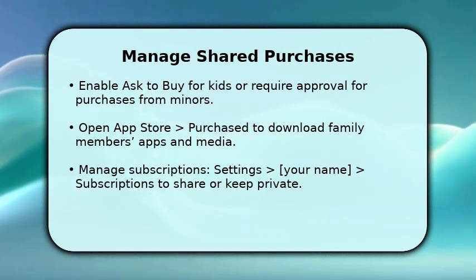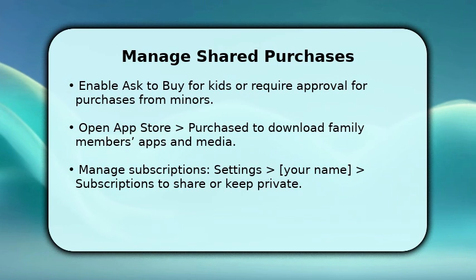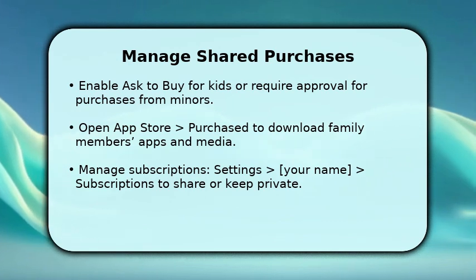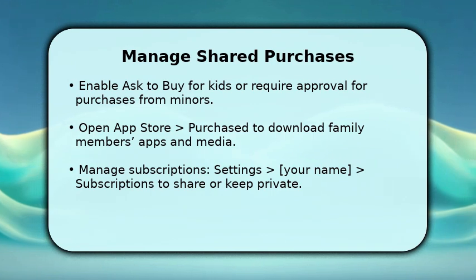To get shared apps or media, open the App Store, tap your profile, then Purchased and choose a family member, download directly to your device. Also review subscriptions in Settings to see which subscriptions are shareable. Some services opt out. Make sure to refresh the App Store or sign out and in if items don't appear immediately.